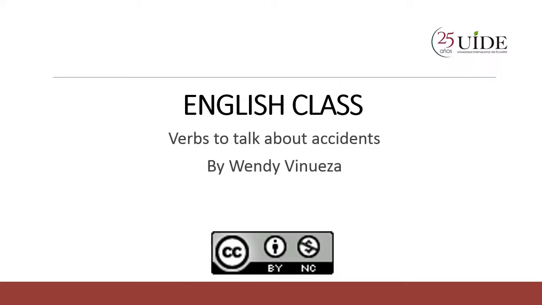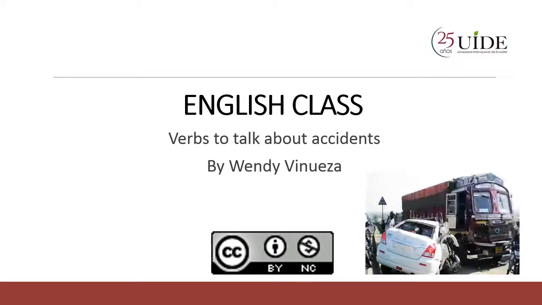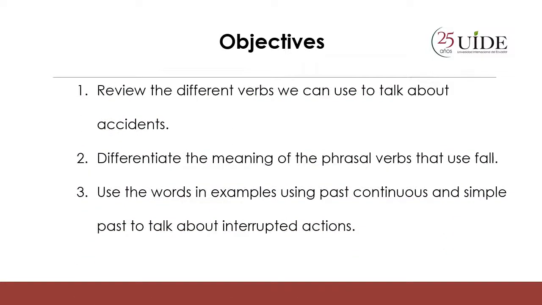In this English class, we're going to talk about verbs that we use for accidents. Objectives: review the different verbs we can use to talk about accidents, differentiate the meaning of the phrasal verbs that use fall, and use the words in examples using past continuous and simple past to talk about interrupted actions. So pay attention and let's start.